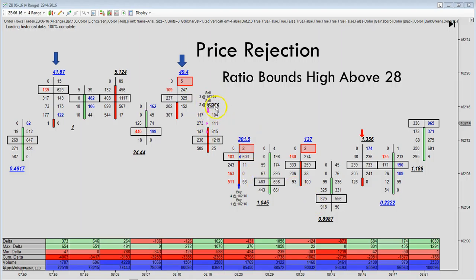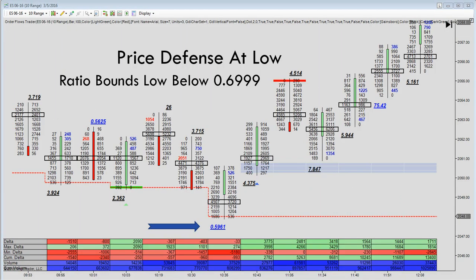You can see I took this trade here. I got short at 14, covered it down here at 10. I could have got a little bit more out of it, but this was a trade that just lasted like 3 minutes. And what you're going to be looking for are areas in the market where price is being rejected or price is being defended. Again, it's a number that's going to be above 28 in a ratio bounds high, or if it's a ratio bounds low, it's going to be a number below 0.699.